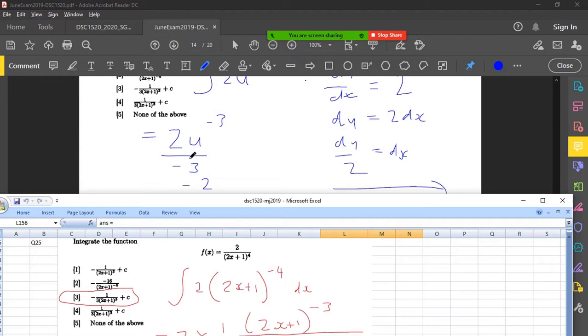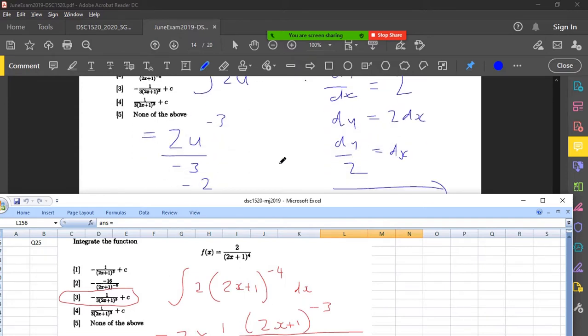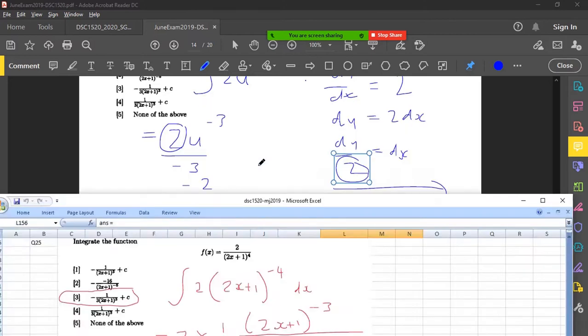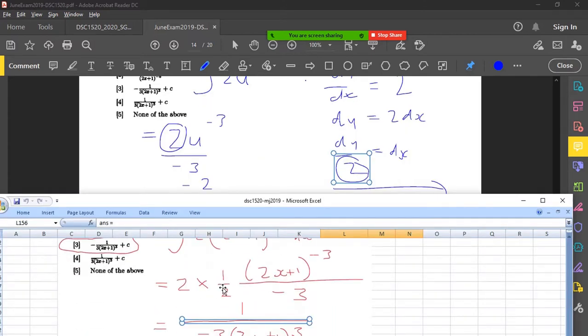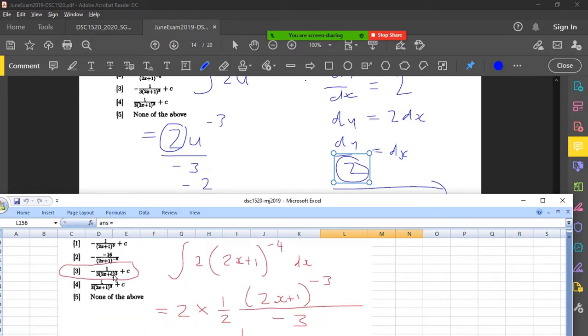Is this the right question? Yeah, this is question 25, hey? Yes. Okay, all right, here's the 2. There's the 2. That's why it's cancelling. So you've got the dx. There's the 2 times a half. All right, final answer: 1 over minus 3 brackets 2x plus 1 to the power 3. Option 3.